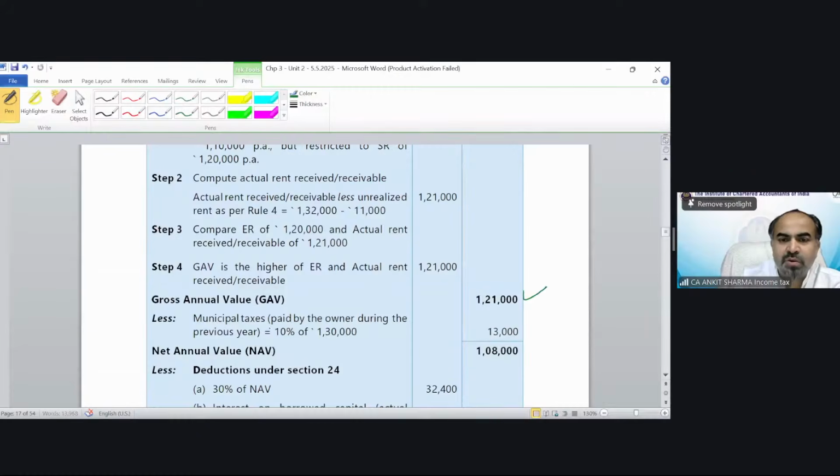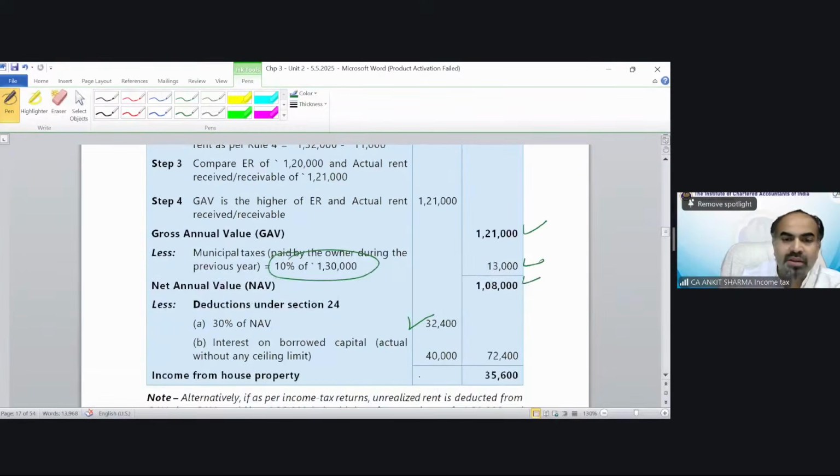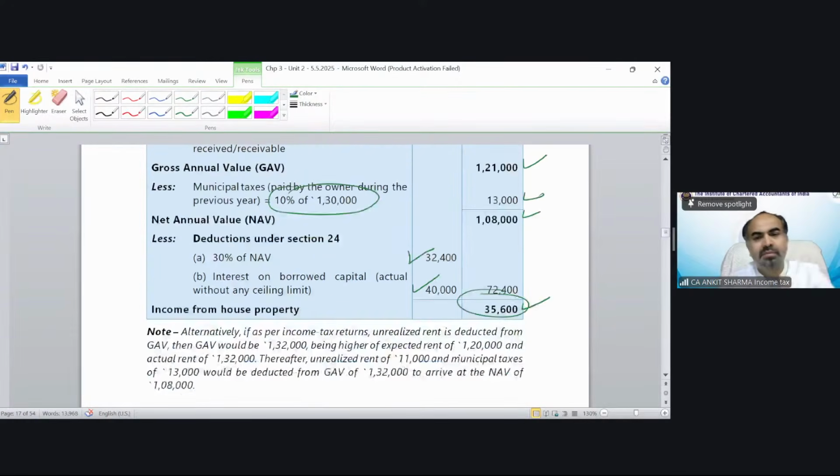Then we reduce municipal taxes paid by the owner. Then there is standard deduction. Then there is interest on borrowed capital, because it's a D or E case, no interest limit is there. The full value you can deduct. That would be your answer. Clear?